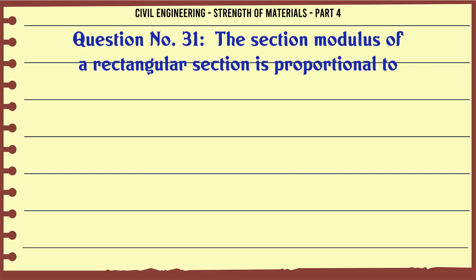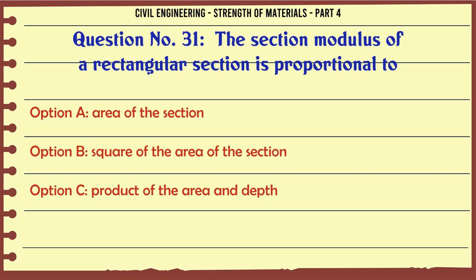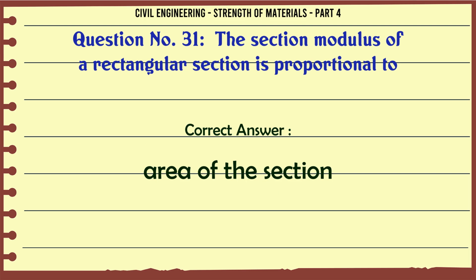The section modulus of a rectangular section is proportional to: A. area of the section, B. square of the area of the section, C. product of the area and depth, D. product of the area and width. The correct answer is area of the section.